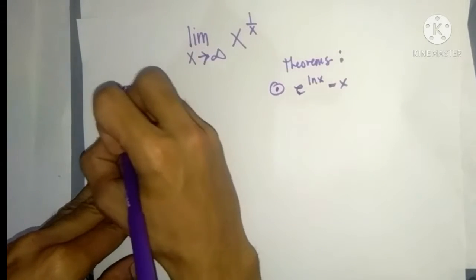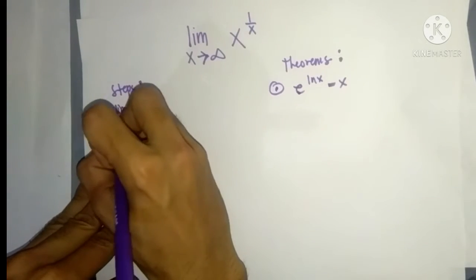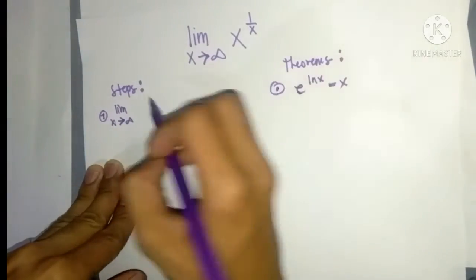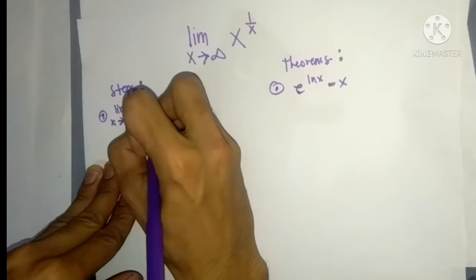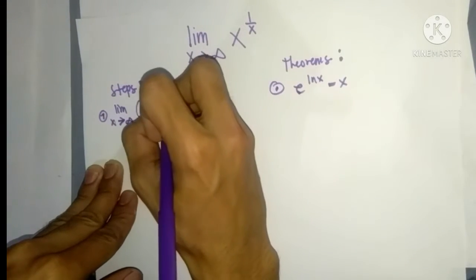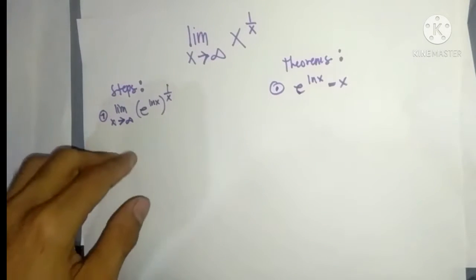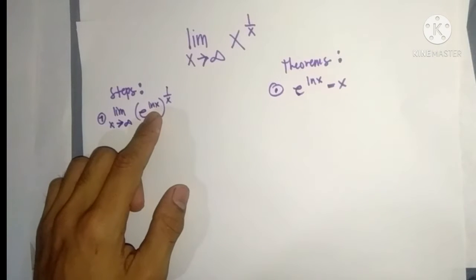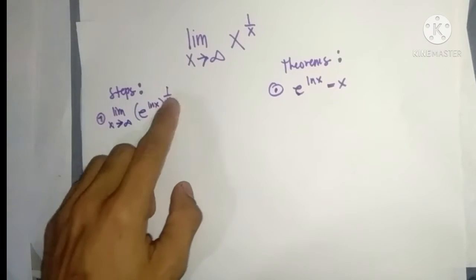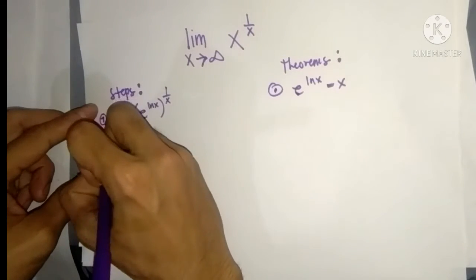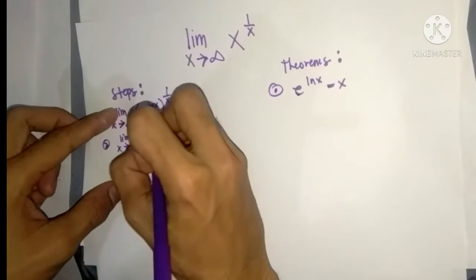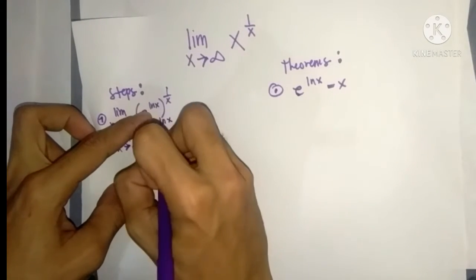Unang step is substitute. So, limit as x approaches to infinity, instead of x, 1 over x, magiging e raised to ln of x, close parenthesis natin, raised to 1 over x. So, in laws of exponent, a power rule, pwede natin i-multiply si 1 over x kay ln x. So, we get limit as x approaches infinity of e raised to ln x divided by x.